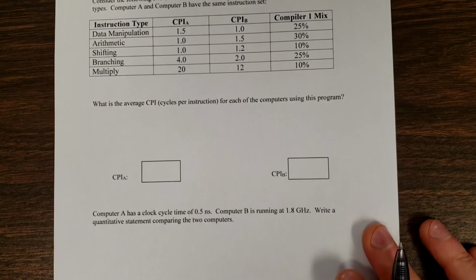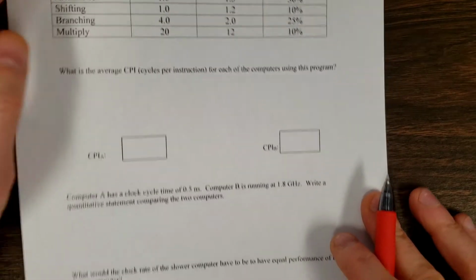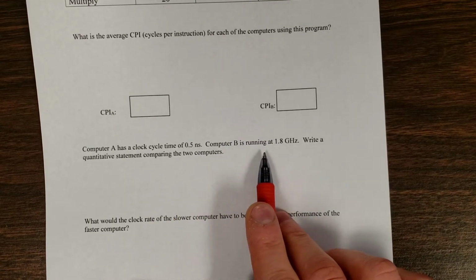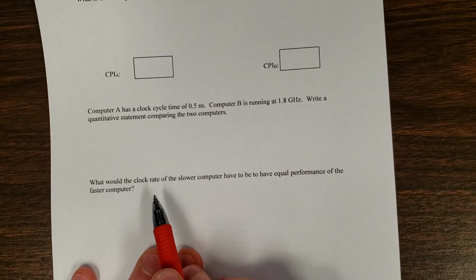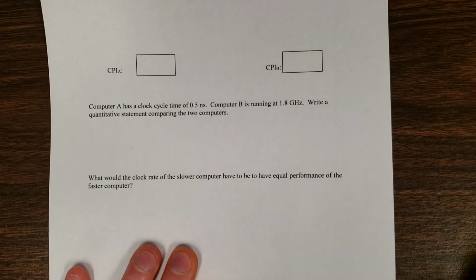So our first question asks us to calculate the CPI, and then the next question asks us to take a look at the relative performance of A and B. And finally, we're asked to calculate the clock rate that would allow the two computers to have equal performance.